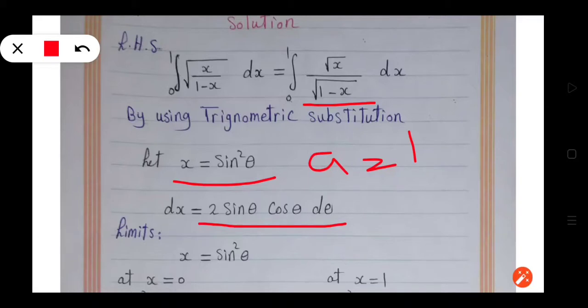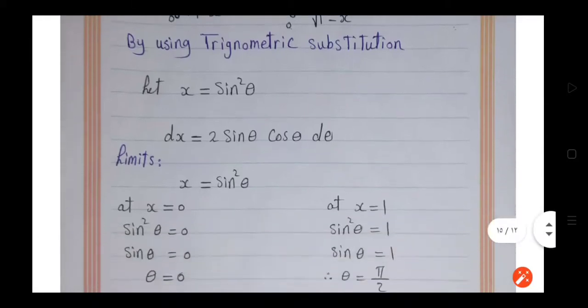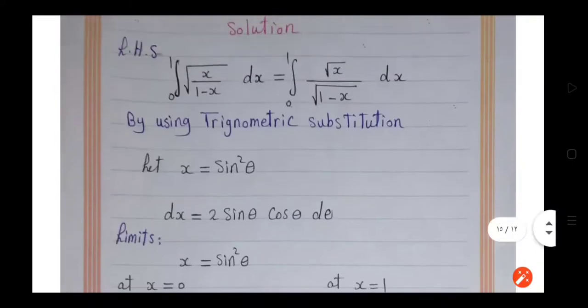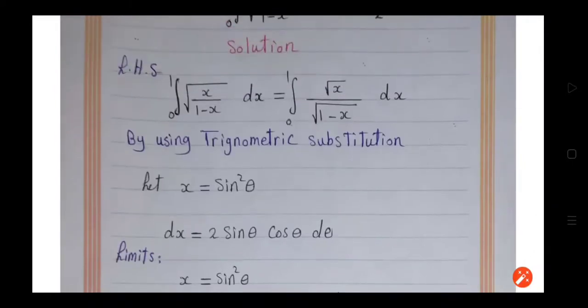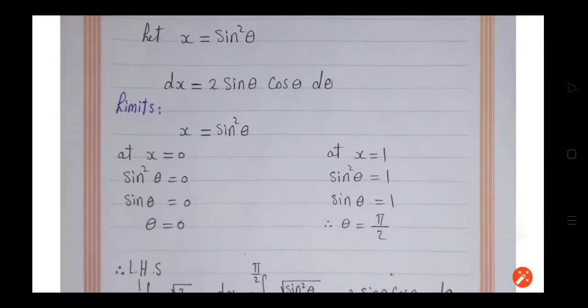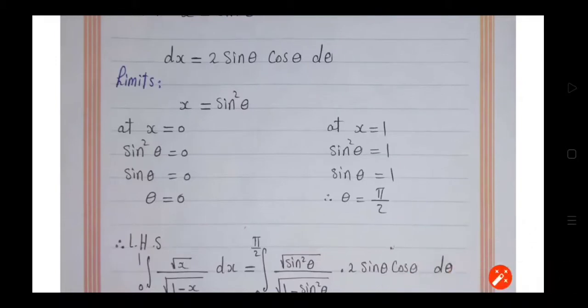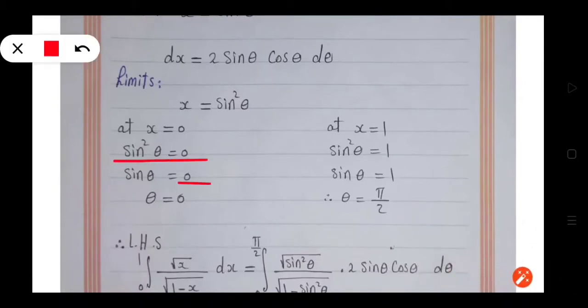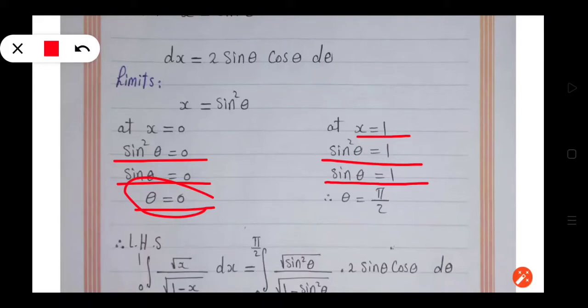Now, to find limits, as we said before, in a definite integral we must find the limits in the substitution method. Let x equal 0, so sine squared theta equals 0, then sine theta equals 0, and also theta equals 0. On the other hand, let x equal 1, so sine squared theta equals 1 and sine theta equals 1 by taking the square root.